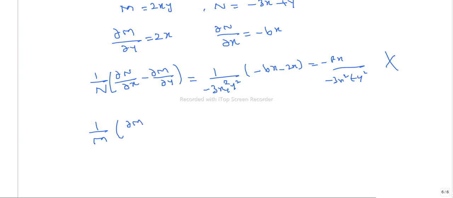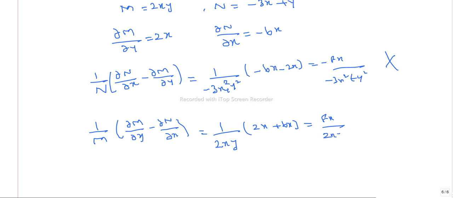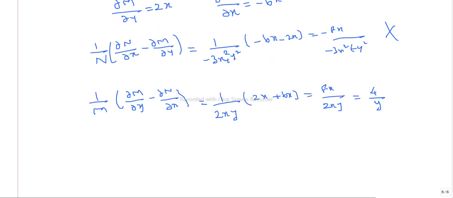∂M/∂y minus ∂N/∂x. We find this one. What is the value? So this is equal to, what is M? 2xy. Now what is ∂M/∂x? This is 2x and this is minus 6, therefore plus 6. Therefore 8x by 2xy. We can cancel this x, therefore we get 4 by y. Therefore this is a function of y alone.